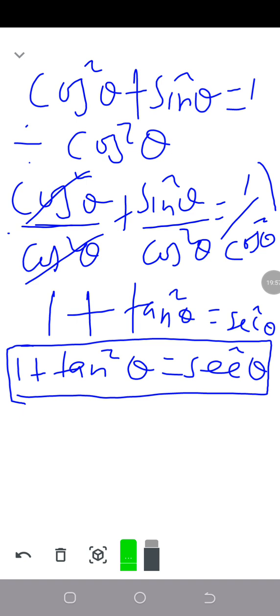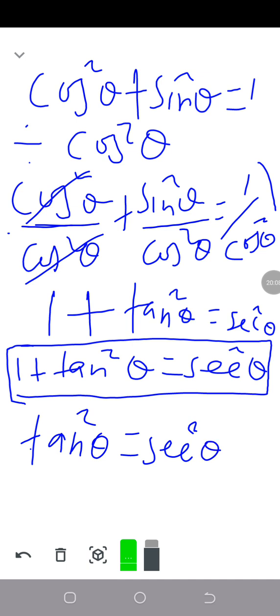But still, from this very identity, we can have tan squared theta alone to be equal to sec squared theta. Then this 1 crosses to the other side and becomes minus 1. So this one is also an identity, that tan squared theta is equal to sec squared theta minus 1. Very, very important to note.